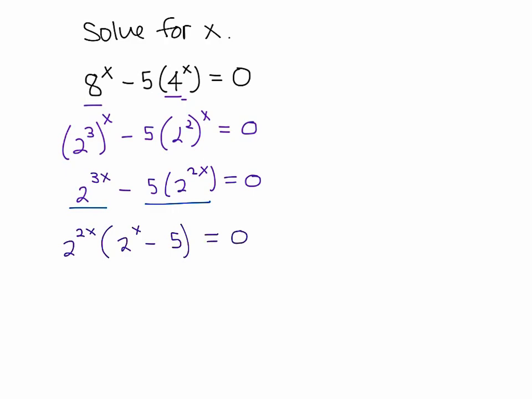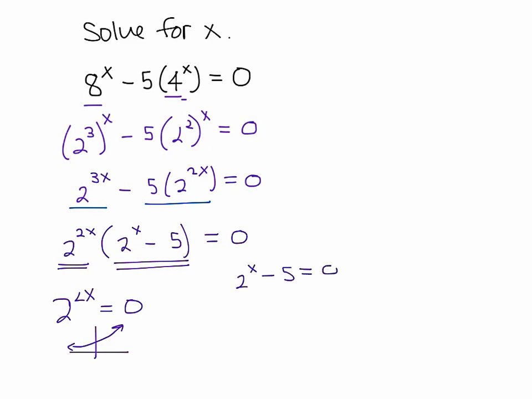That means either this has to be 0 or that needs to be 0. 2 to the 2x can never be 0, right? Because if you look at the graph of 2 to the 2x, it looks something similar to this graph, where it's never reaching the 0, so it can never be 0. So no solution exists on the left side. But what about the one on the right side? 2 to the x minus 5 is equal to 0. That means 2 to the x is equal to 5.